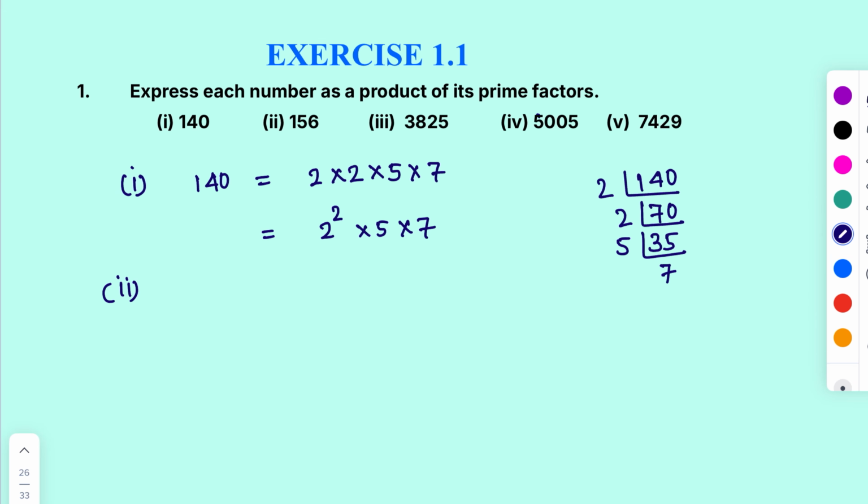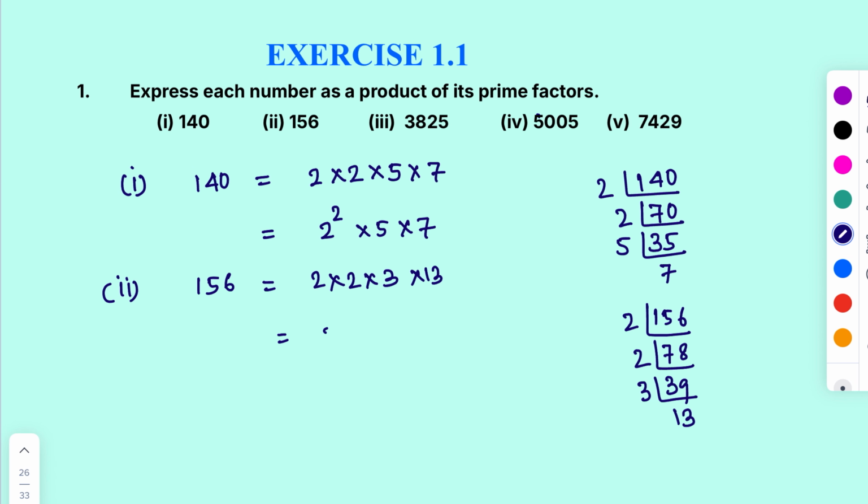Similarly, for the second question, this is 156. And if we do prime factorization of it, divided by 2, it will be equal to 78. Divided by 2, this is 39. Divided by 3, this is 13. So this will be equal to 2 multiplied by 2 into 3 into 13. So this will be equal to 2 square, 3 into 13.